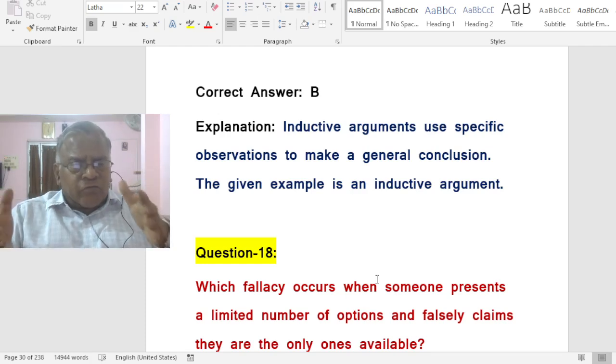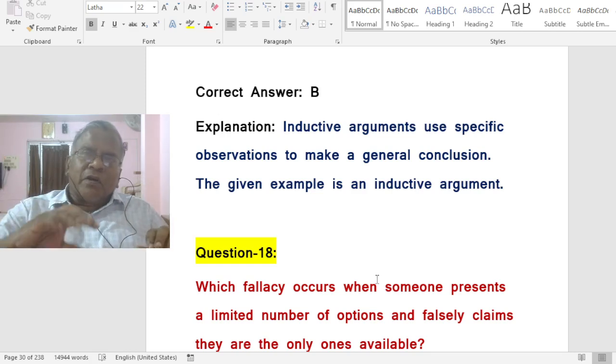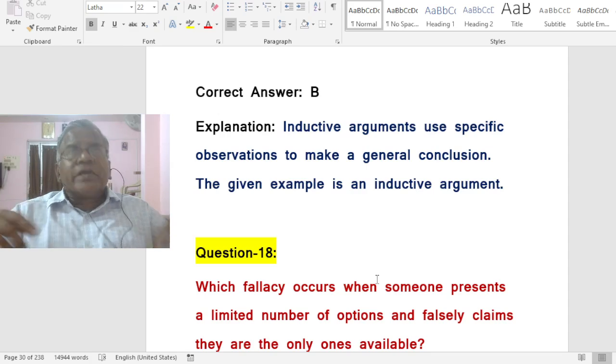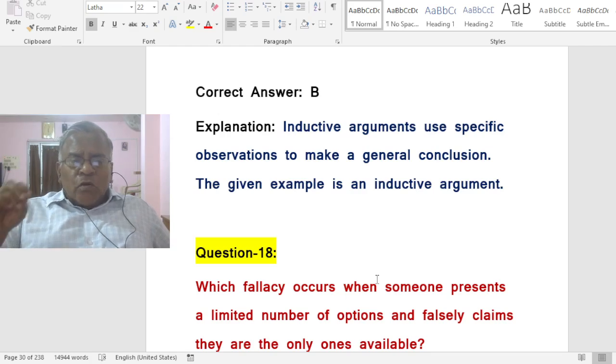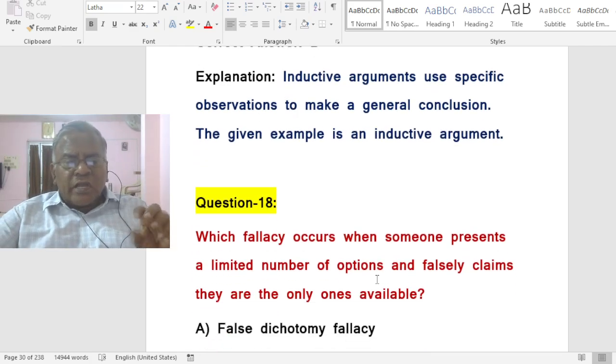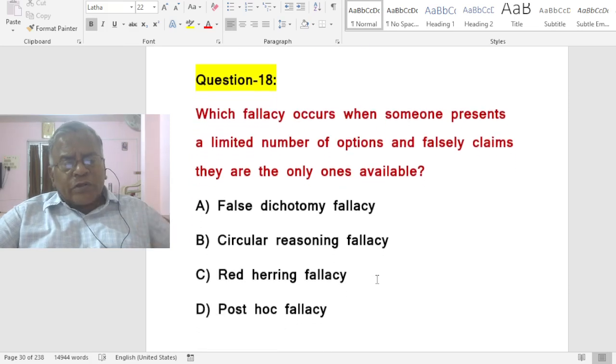See, the bag is full of coins, we don't know what coins are there. But the first 6 coins he takes are 2 rupee coins. So he comes to a conclusion that all the coins in the bag are 2 rupee coins. This is called an inductive argument. So inductive arguments use specific observations to make a general conclusion. The given example is an inductive argument.